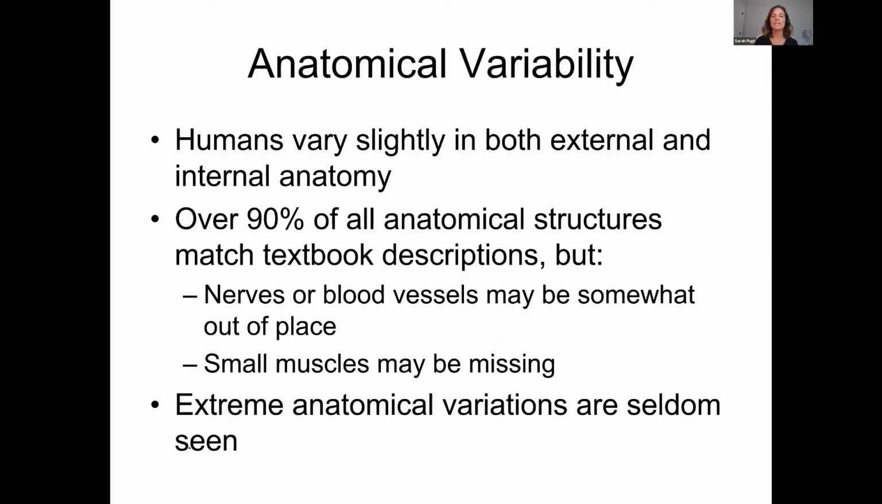Now we don't see extreme variations very often, but some of the cool things that we might find in our specimens: obviously pregnancy will change a lot of things, but we've seen vessels in different locations. We've seen specimens that have tumors or cysts in different areas of the body. So we've seen some pretty cool things.